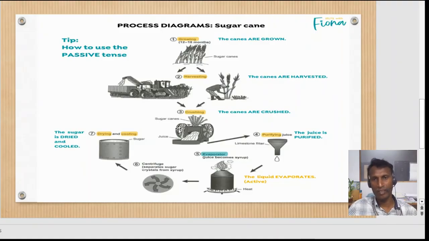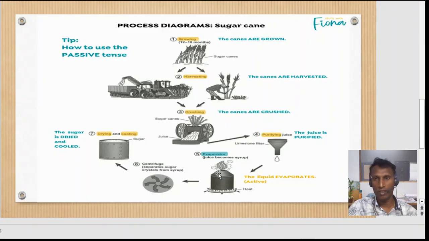After being crushed, the juice comes out of it, and then they take it to the fourth process, called the purification process. After it is purified with the limestone filter, it is taken to the fifth process, that is evaporation. The juice becomes syrup.